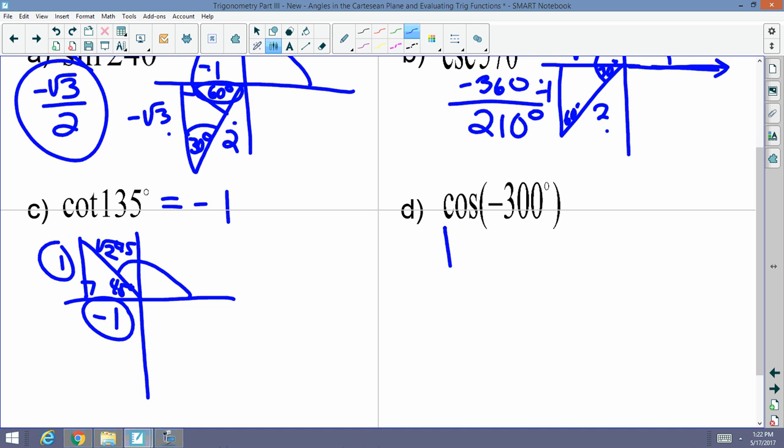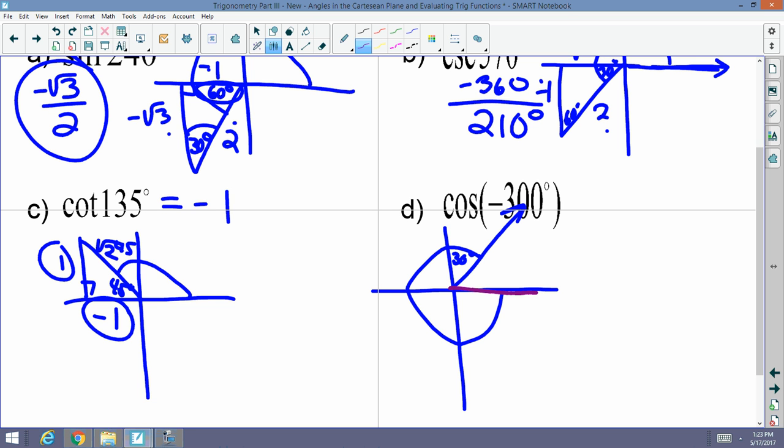Cosine of negative 300. I'm going negative. So negative 90, negative 180, negative 270, and then negative 300. This is 30, but what's my reference angle? That's right, my reference angle here is 60. You could have added 360 instead of going negative. You're right, I'm sorry, should have done that. So then across the 60 is square root of 3, then 2, and 1. So what's my cosine? Adjacent over hypotenuse. So that equals 1/2. That's power right there, guys.